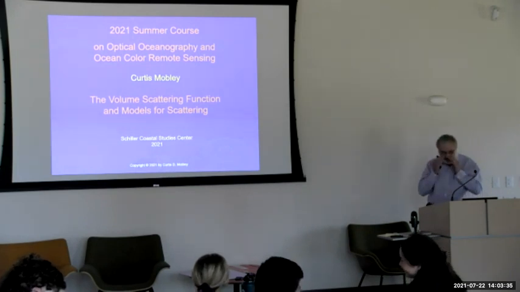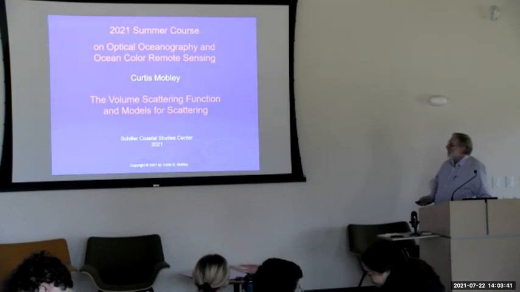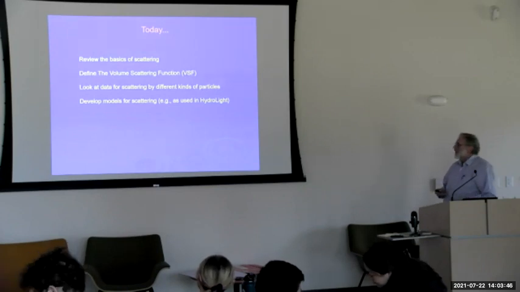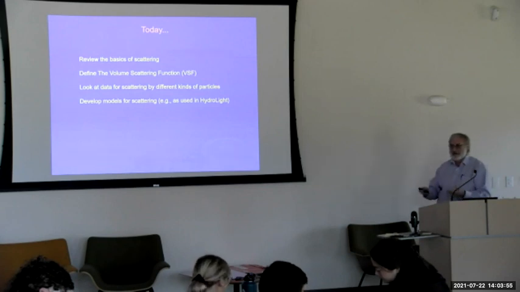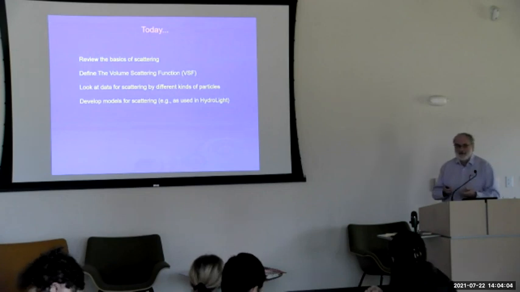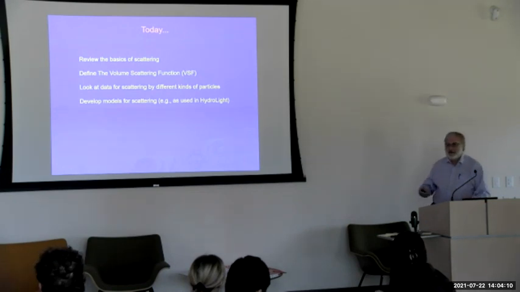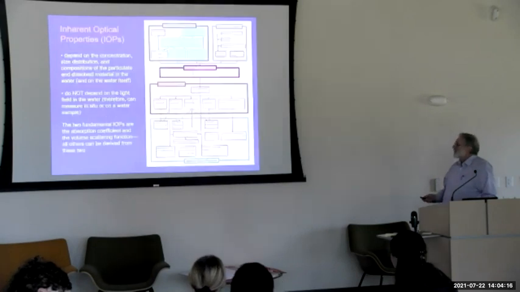Okay, so today we're going to talk mostly about the volume scattering function, but we're also going to review a few of the basics of scattering, which Colin talked about the other day. Then we'll talk in more detail about the volume scattering function. We'll look at some data for scattering, both volume scattering functions and scattering coefficients, and backscattering coefficients, and so forth. And then we'll take all these pieces and screw them together and make some bio-optical models where you can do things like plug in chlorophyll and get back absorption and scattering. And those models you'll then see used in Hydrolight next week. So that's where we're going.